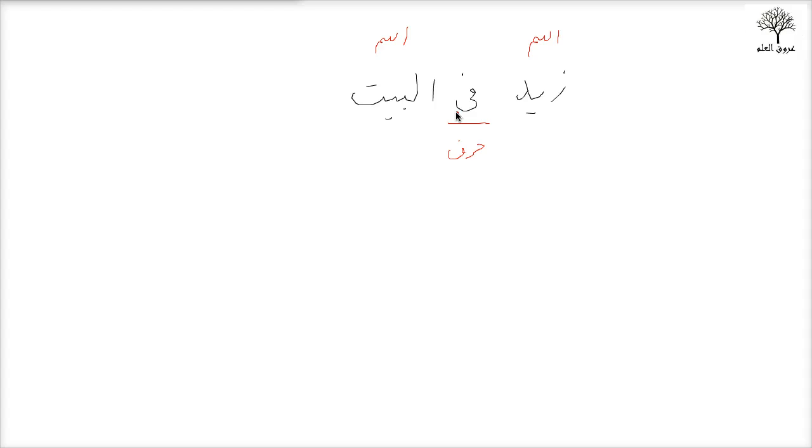Now this fi is actually an amila. Amila meaning that it affects the vowels of words after it. So fi affects the vowel of bayt, and every time you get fi before bayt, you always give it kasra. It's forced bayt to take a kasra. So we say fi belongs to the family of amilas, effective vowels.